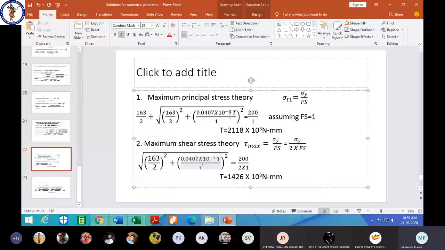One equation with one unknown, easily you can solve. So T becomes 2118 into 10 cube Newton millimeter. Similarly, they ask you to calculate the torque as per maximum shear stress theory. That is tau max equals tau y by Fs, which is equal to sigma y by 2 into Fs. So here T is unknown, we can calculate the torque. T is equal to 1426.